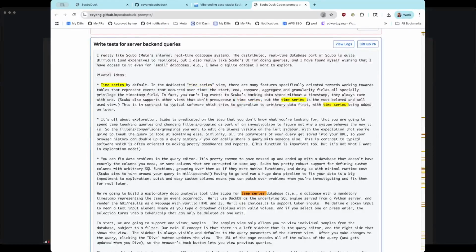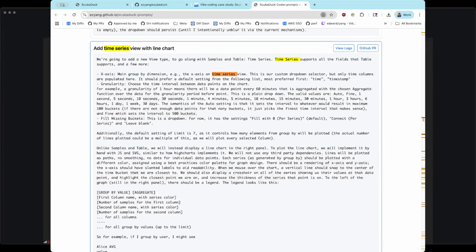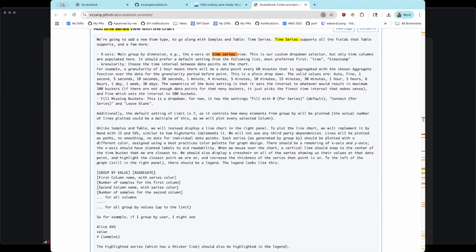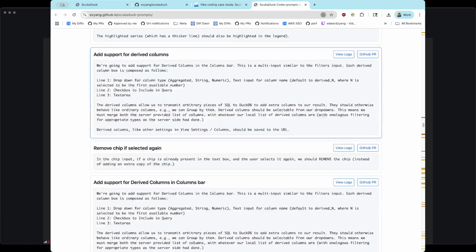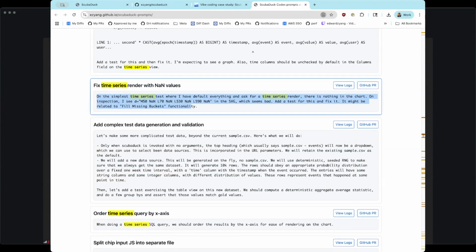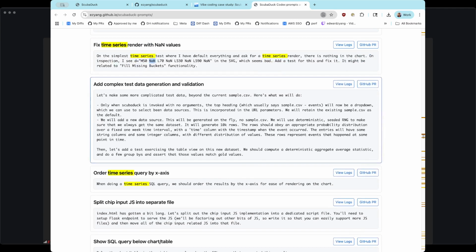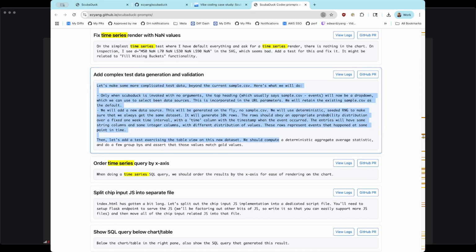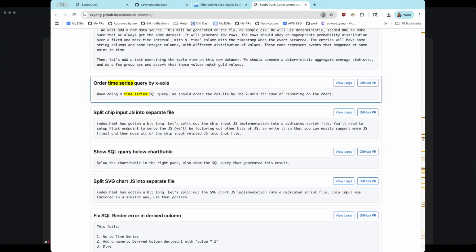Oh, by the way, we're going to add a time series view. Here's what the line chart is going to be. We're going to do it without any third-party dependencies. Here's how the plotting will work. I don't know if I needed all of this text, but I just wrote as much detail as I could stand. And there were some things that were broken. So I tested this and you generated a bunch of NaNs in the line, so I asked it to fix it. And then I was like, okay, my test data isn't complicated enough, so give me some more complicated test data.